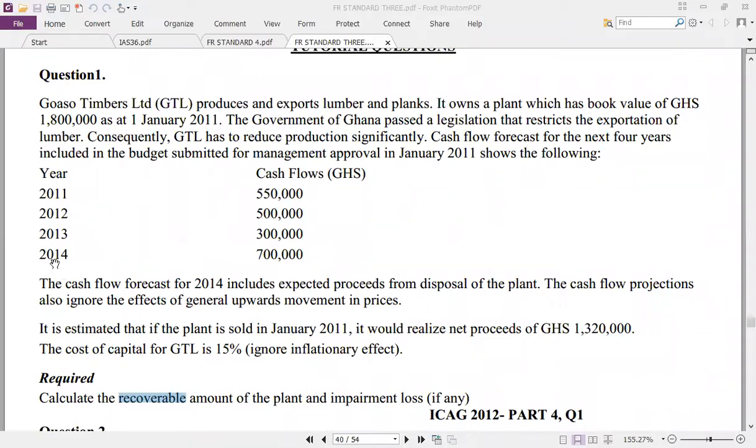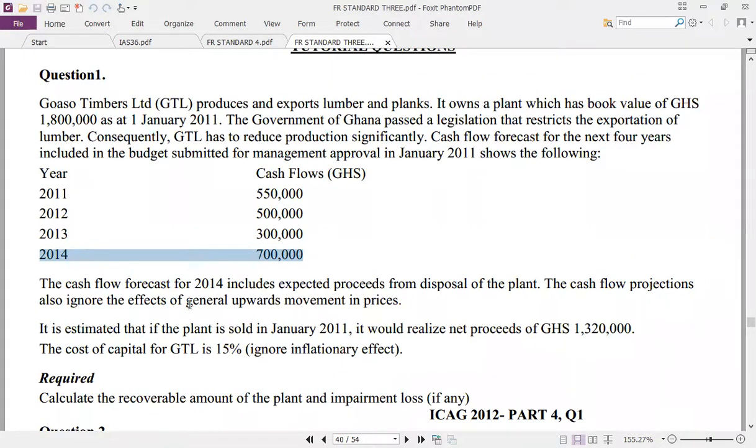The cash flow forecast for 2014, that's the last year. Let's test the first rule. The first rule says that you need to pick the cash flow at the end of the year. Now, the budget for the next 4 years means that 2011 is at the end of 2011, not January. If it is January, we are not going to include it because we want cash flows that will be a year from the date that we are testing for the impairment. We are testing for January 2011, exactly 1 year ahead, 31st December 2011. Clear.